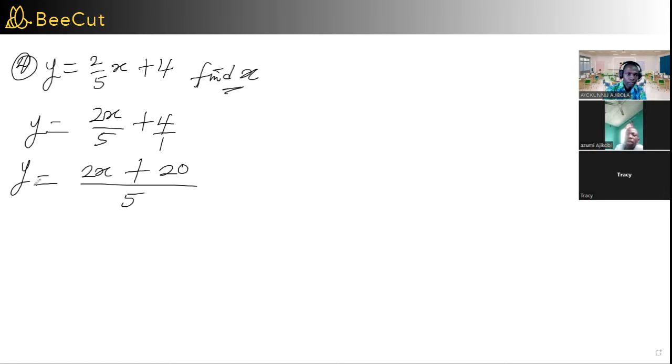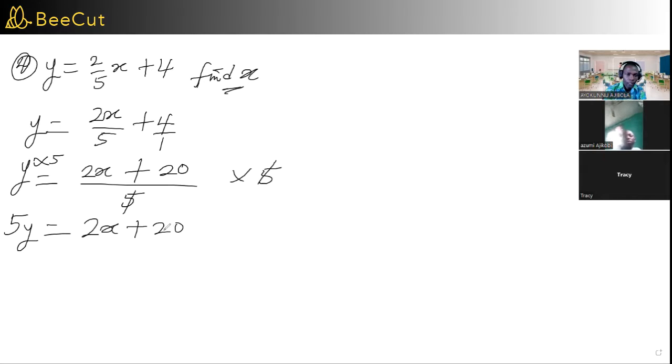So now that I have this, 5 is under here. So I have to remove the 5 by multiplying both sides by 5. So this side times 5, this side times 5. So I have 5y now, equal to, this 5 is going to cancel out this 5, and I have 2x plus 20.